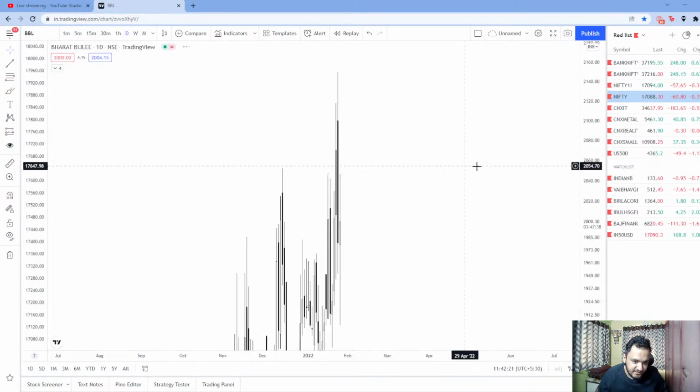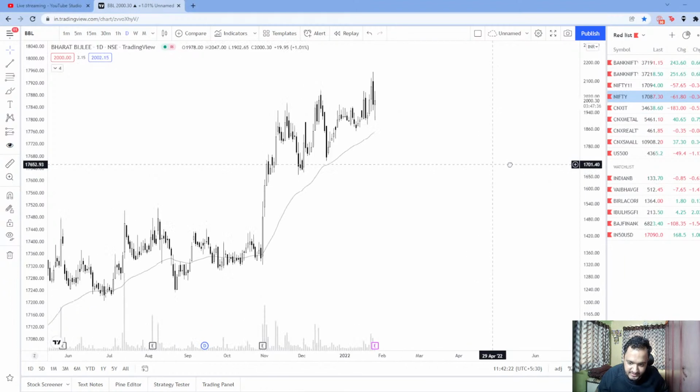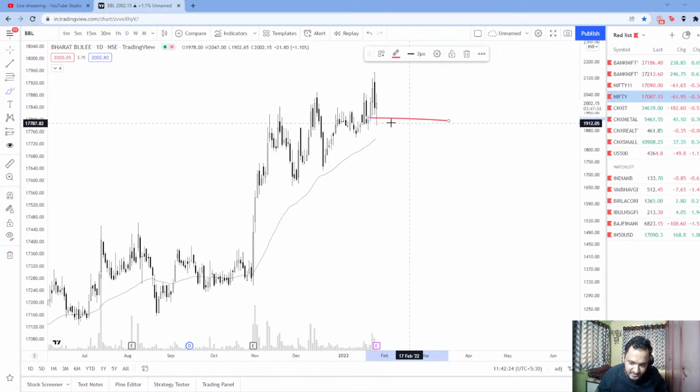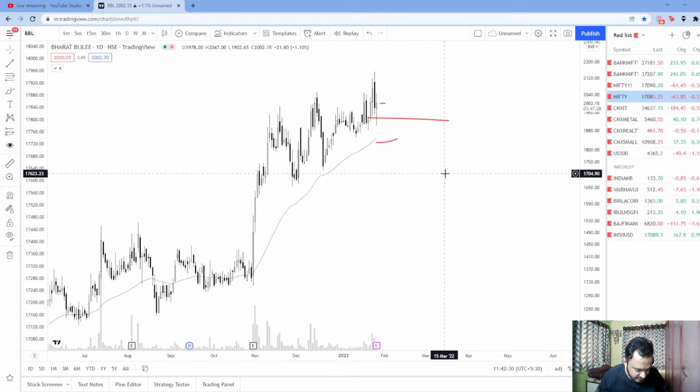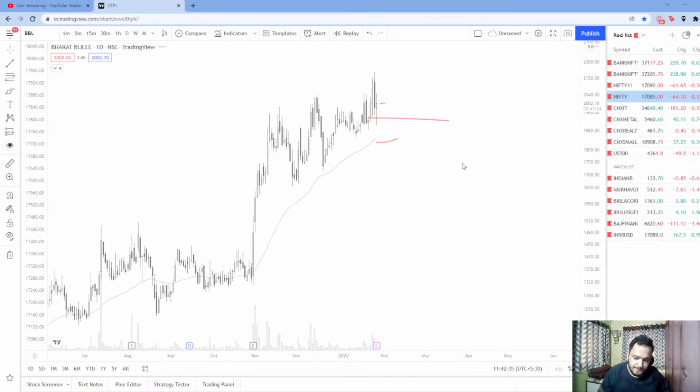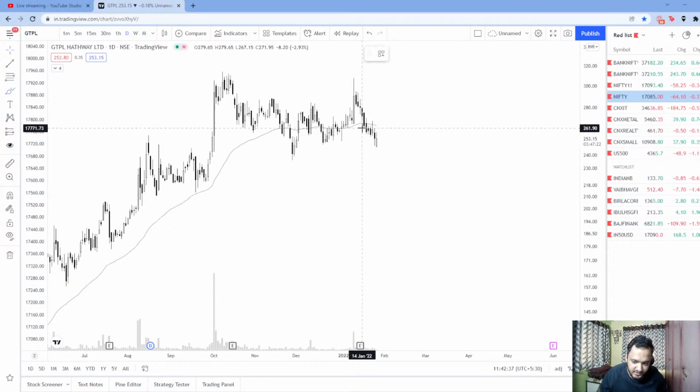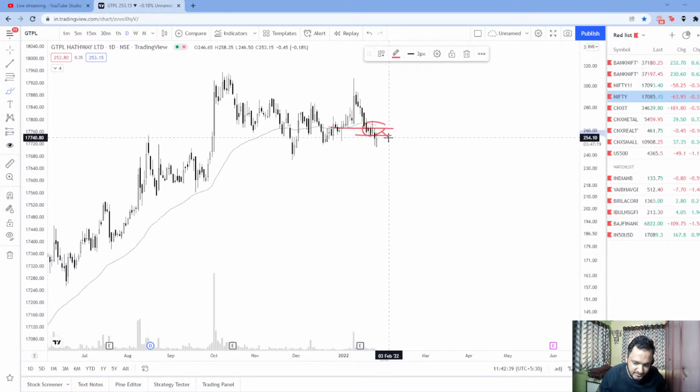BVL we've discussed, I think some time ago. It's still bullish, but it's now very far from the 50 EMA, so any day this can happen. It's extended, so avoid this. Structure is good. Your understanding is good. GDPL Hathaway, nothing here. Exit this. If you're holding this, exit.